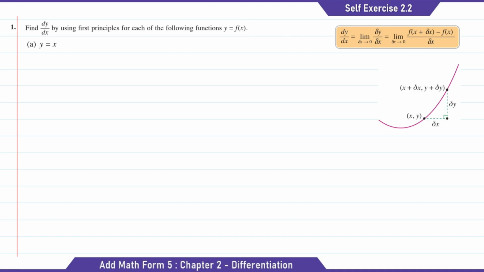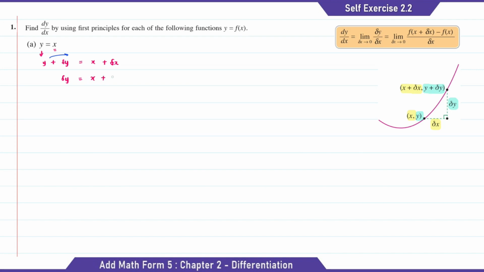So using this graph as an example, when the coordinate x has a small change of delta x, then the coordinate x will become x plus delta x. The small change in x will also result in a small change in y. Then the coordinate y will become y plus delta y. So for question A, when the coordinate y becomes y plus delta y, then the coordinate x will become x plus delta x.